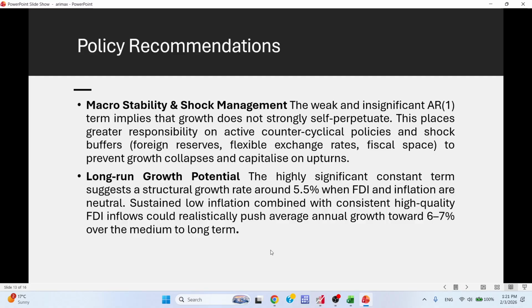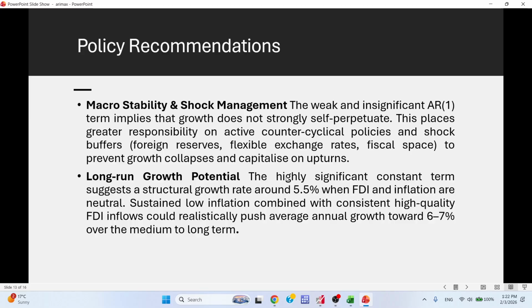Then for macro stability and shock management, the weak and insignificant AR1 term implies that growth does not strongly self-perpetuate. This places greater responsibility on active counter-cyclical policies and shock buffers, foreign reserves, flexible exchange rate, fiscal space to prevent growth collapses and capitalize on upturns.